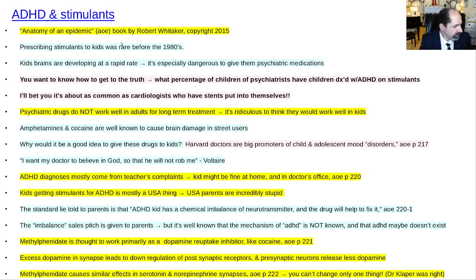Okay, Anatomy of an Epidemic. This is the book by Whitaker. And Whitaker, like I said, has a whole bunch of online videos. He's a very bright guy. He's a very good writer. And he tells you the truth. So you learn a lot. If you want to hear a bunch of lectures on neuropsychopharmacology, just look up Robert Whitaker. He tells it like it is. He doesn't have any dog in the fight, so he doesn't really care. Nor do I. I couldn't give a rat's ass about psychiatry.